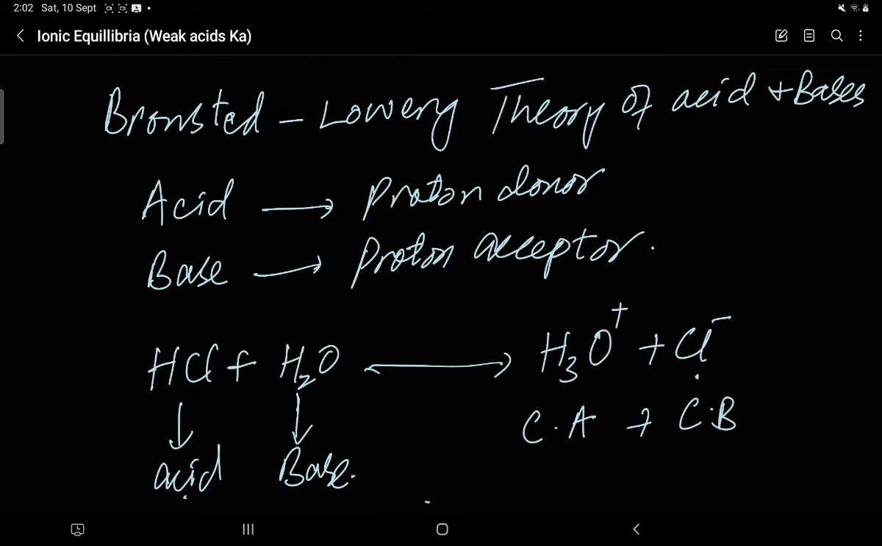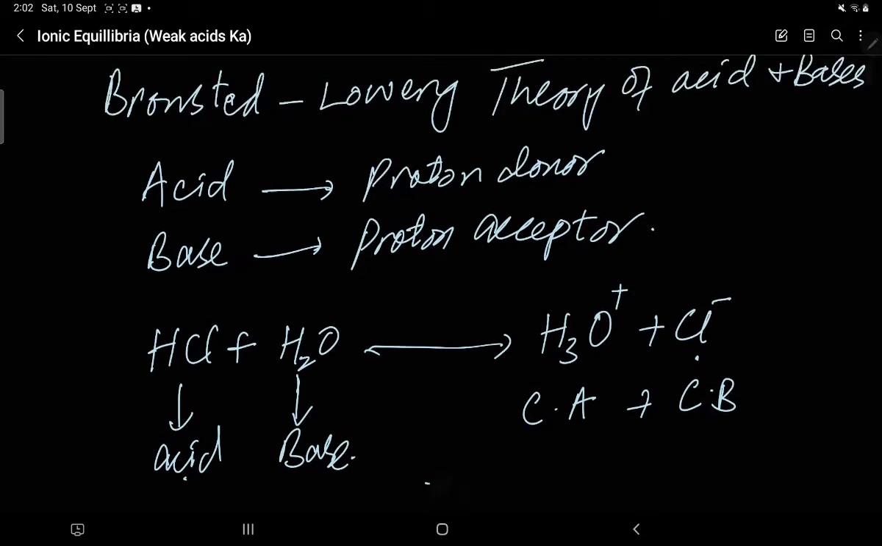Today we will explain ionic equilibrium of weak acid. First of all, we should know what the Bronsted-Lowry theory of acid and base is. According to this theory, an acid is a proton donor and a base is a proton acceptor.